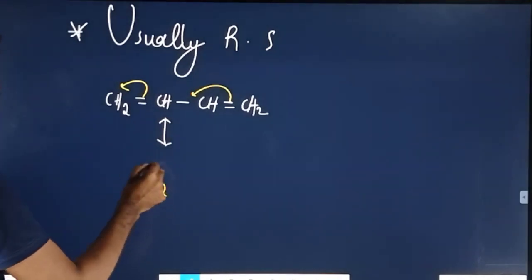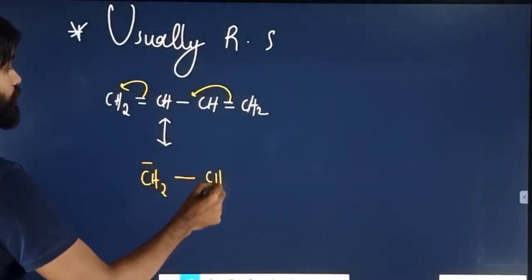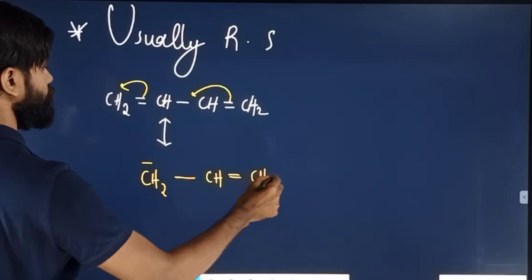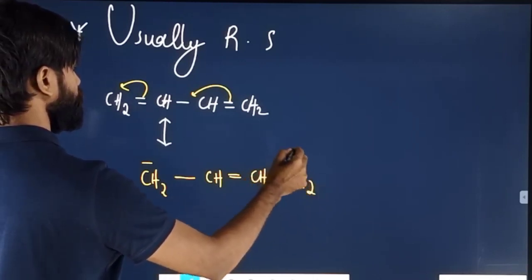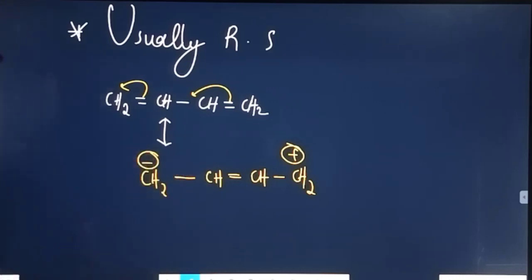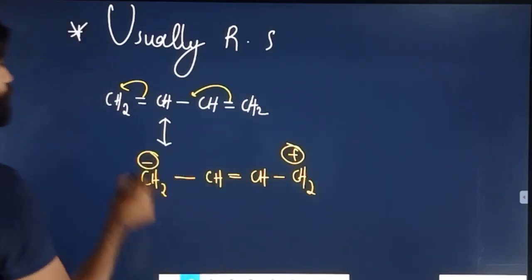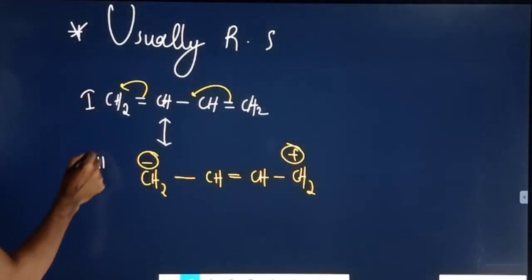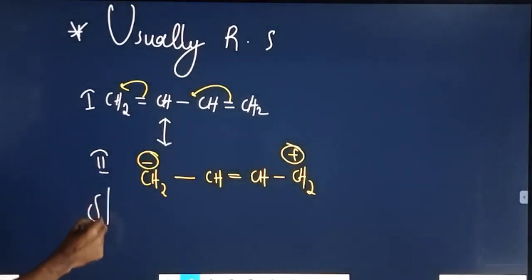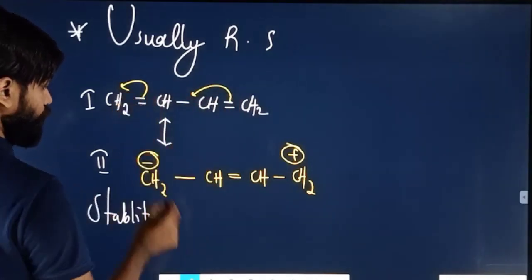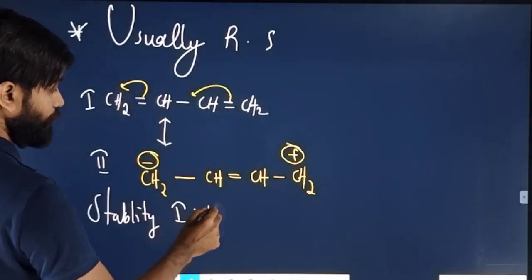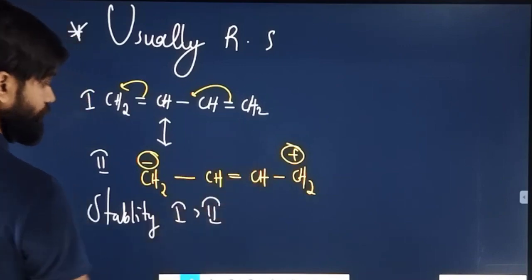So it becomes CH2 minus, single bond, CH double bond, CH2 plus. So this has formal charge. These are canonical structures. This is 1 and this is 2. So what about the stability? The resonance structure with the least formal charge. Here all have 0 formal charge. So 1 is more stable than the one with the greater formal charge.